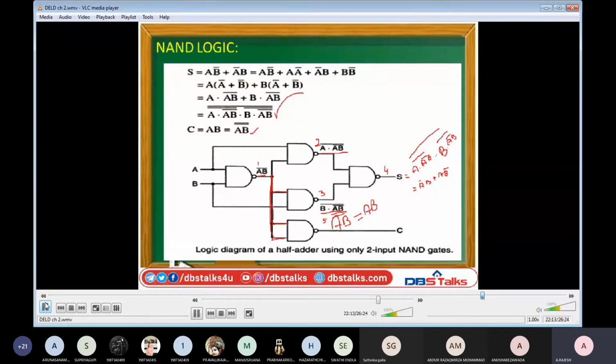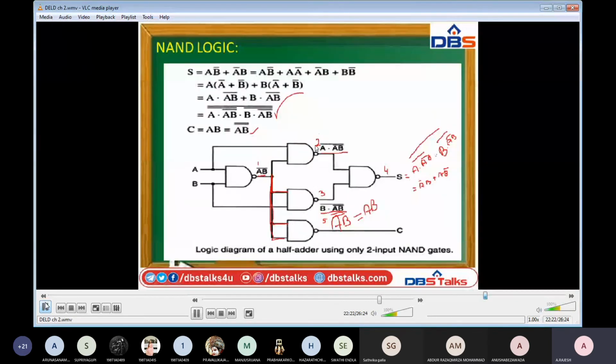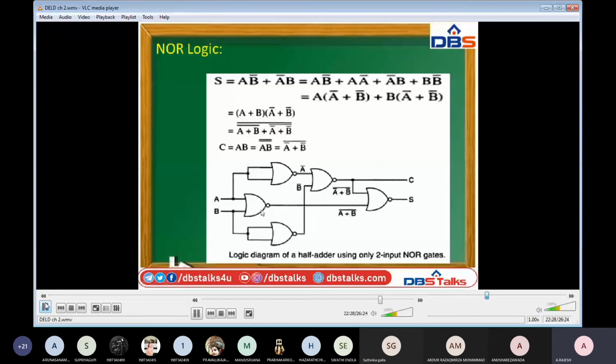Okay, and now we are going to derive with NOR logic. See the NOR logic here. In NAND logic we have used 1, 2, 3, 4, 5 logic gates. Here again 1, 2, 3, 4, 5 logic gates. In the previous one we used 5 NAND logic gates to draw a half adder circuit. Here also we are using 5 NOR logic gates to draw the circuit.